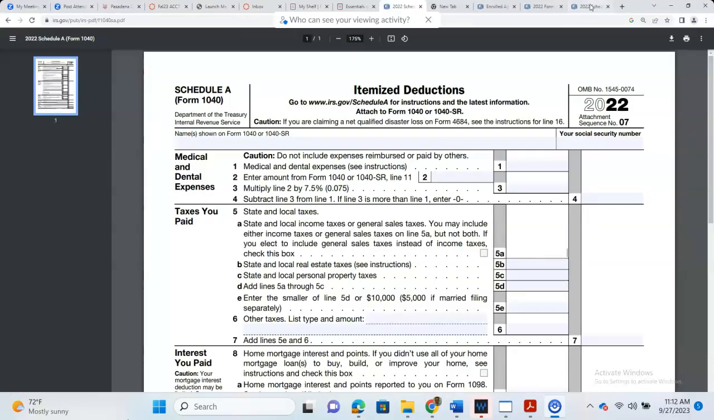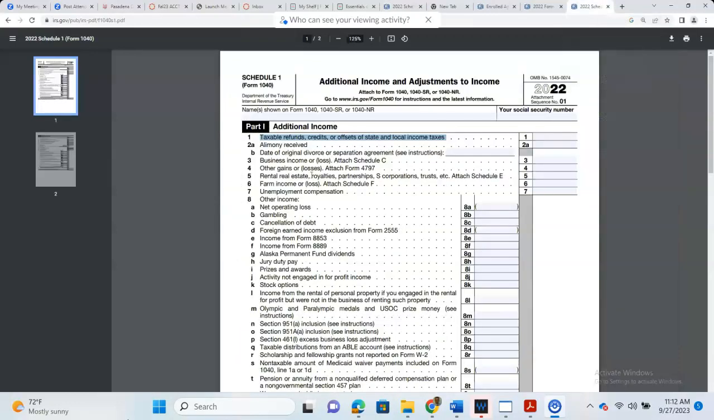Next year, go in Schedule 1 and put that $500 that you have a refund and you got a 1099-G from the government of state of California. Put that $500 right in here. But if they don't send the 1099-G, you don't have to put it there.